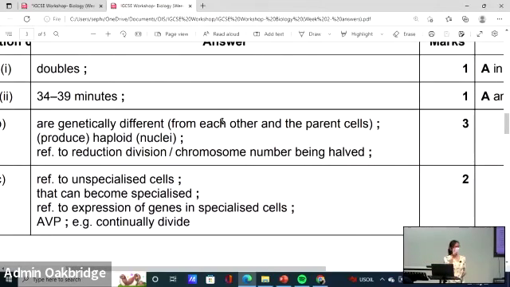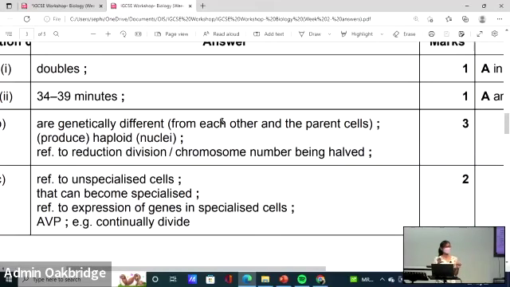Because we're talking about meiosis, I think you better mention meiosis. Daughter cells in meiosis are genetically different, whereas daughter cells in mitosis are genetically identical. It's better to say both. In meiosis, daughter cells are haploid. In mitosis, daughter cells are diploid. You should mention both.